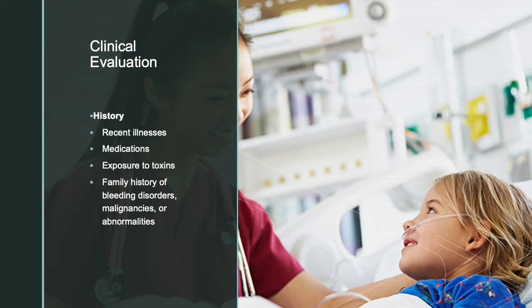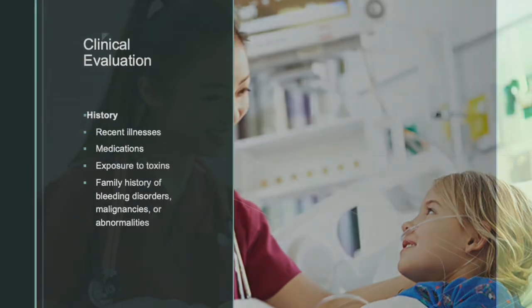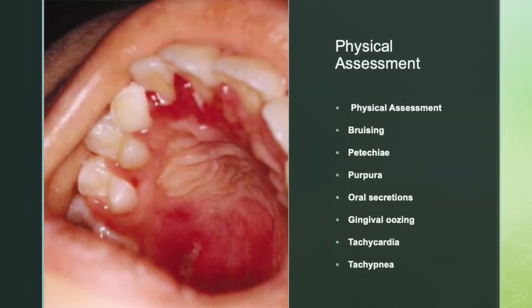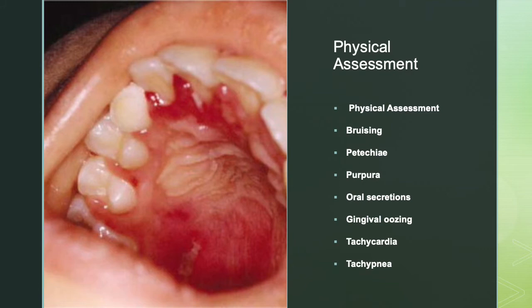When evaluating the patient, you want to get the history, the recent illnesses, the medications, exposures to toxins. You want to get the most detailed family history of bleeding disorders, malignancies, or abnormalities. Upon the physical assessment, you're going to look for bruising, petechiae, purpura, oral secretions, gingival oozing, tachycardia, and tachypnea.